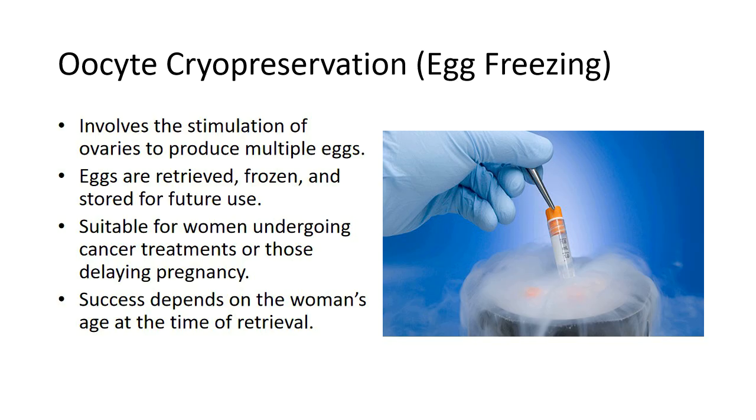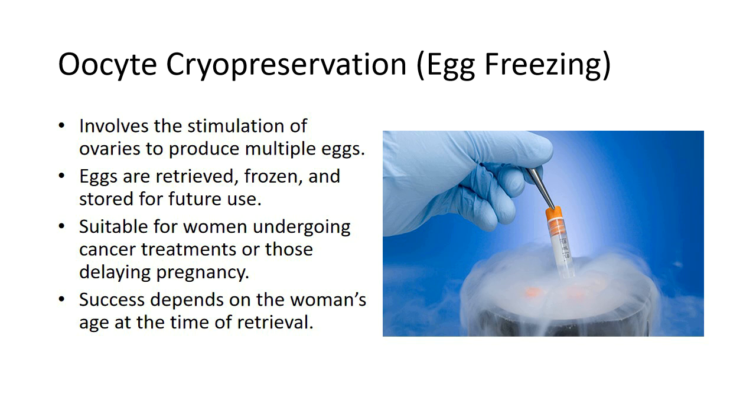Process of oocyte cryopreservation. Ovarian stimulation. The first step is ovarian stimulation, which involves the administration of hormones, typically gonadotropins like FSH and LH, to stimulate the ovaries to produce multiple eggs. This process usually takes 10 to 14 days. Monitoring. The woman's response to stimulation is monitored through ultrasound and blood tests to track the growth of the follicles, structures in the ovaries that contain the eggs.